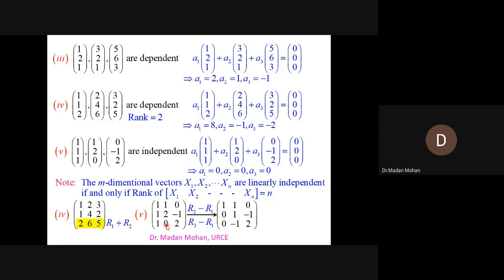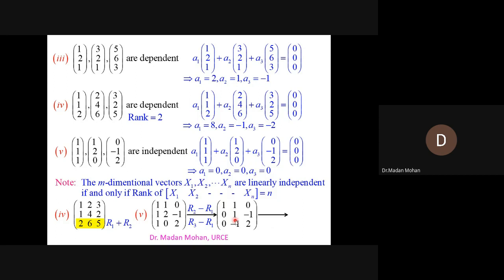Now, coming to the third row. R3 minus R1: 1 minus 1, which is 0. 0 minus 1, which is minus 1. 2 minus 0, 2. I applied this. Now, it is not in echelon form, but I can tell its rank directly, of course. I am using one more operation to reduce it to echelon form.